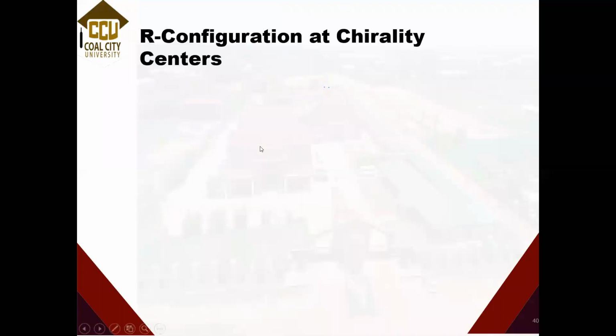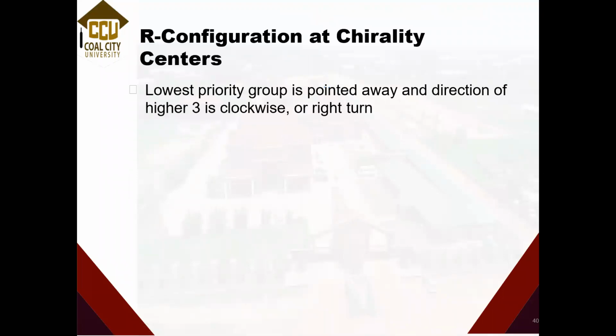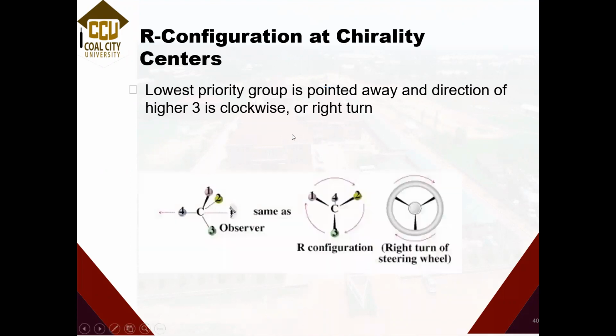So our configuration at chirality center. Okay, lowest priority group is pointed away, and the direction of the higher three is clockwise, or a right turn. So when it is R configuration, as we've said, you must make sure the lowest one is pointing away. And then by the time you turn from 1 to 2 to 3 to 4, it must be going in the clockwise direction before we can say it is an R configuration. So this is a sample of what it looks like.